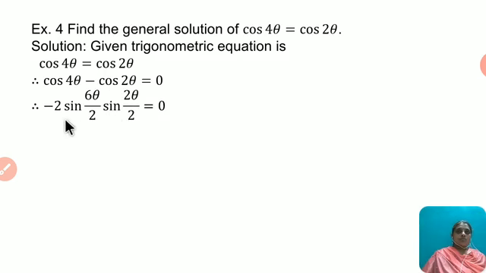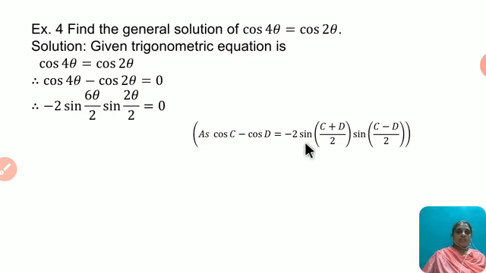It is equal to minus 2 sin 6 theta upon 2 into sin 2 theta upon 2 is equal to 0. Because we know cos C minus cos D is equal to minus 2 sin C plus D upon 2 into sin C minus D upon 2. Now if we compare, C is 4 theta and D is 2 theta. So here we get C plus D upon 2 means it is 6 theta upon 2, and C minus D upon 2 it is 2 theta upon 2. So solving this, here we get sin 3 theta into sin theta is equal to 0.